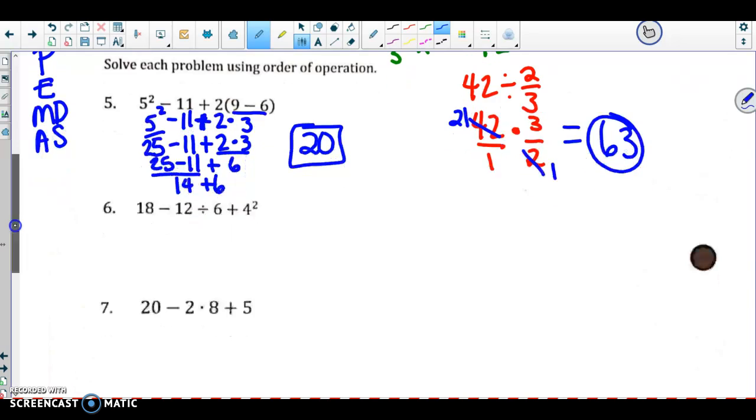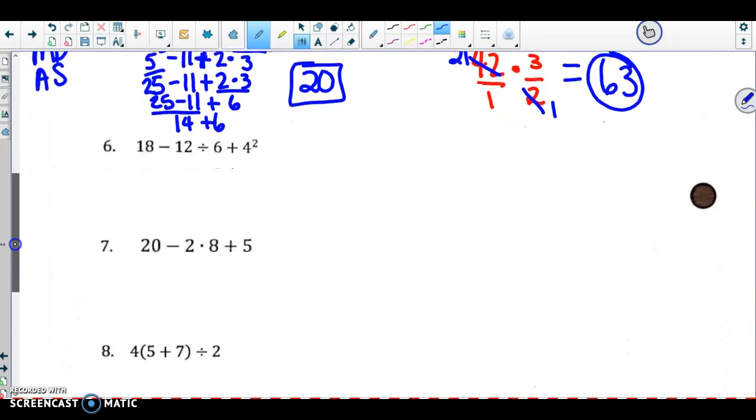Okay, number 6, same thing. I don't have parentheses, but I do have exponents, so I'm going to start there and do 16, because remember, it's 4 times 4. So 18 minus 12 divided by 6 plus 16. Well, division, because that comes before adding or subtracting. So I'm going to divide this to get 2. So I have 18 minus 2 plus 16.